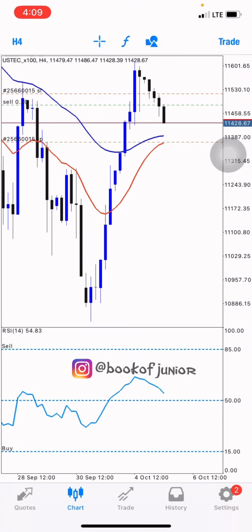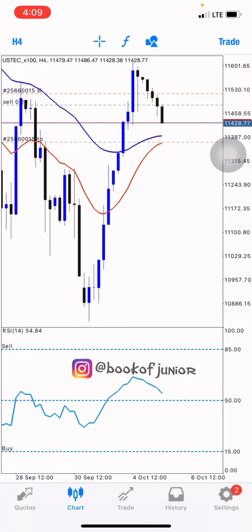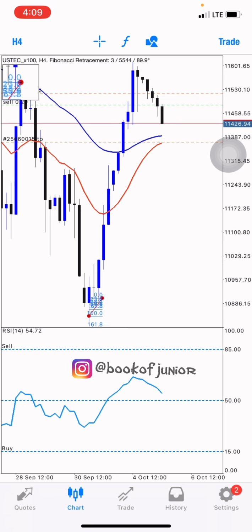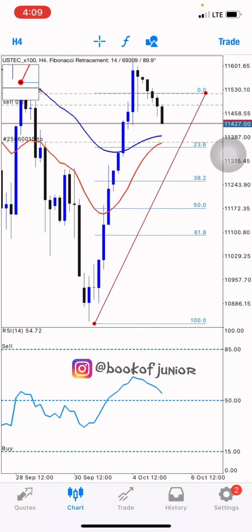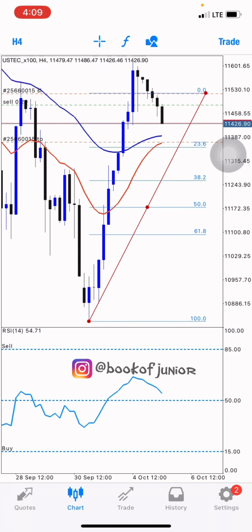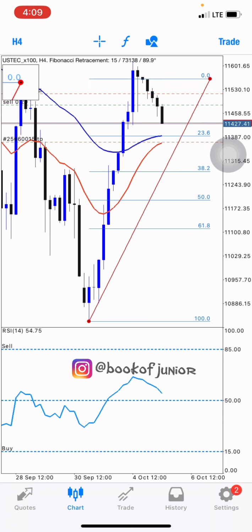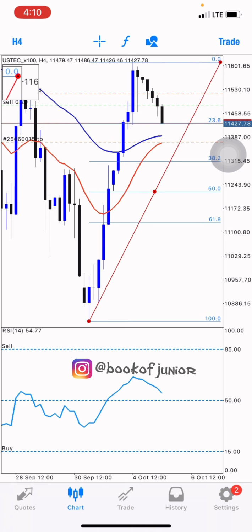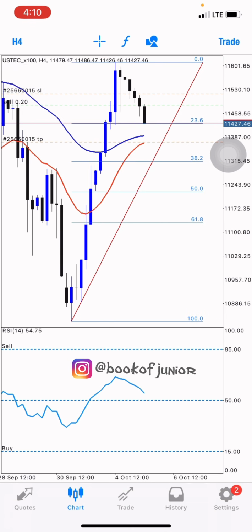The other most underrated concept is the Fibonacci retracement. Most people don't use the Fibonacci retracement, but me, I use it, as you can see. When you're placing a Fibonacci on an uptrend, you place it from the swing low to the swing high, and then drag to the future. So this is my Fibonacci, guys.